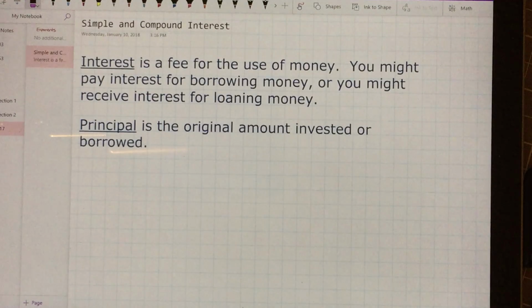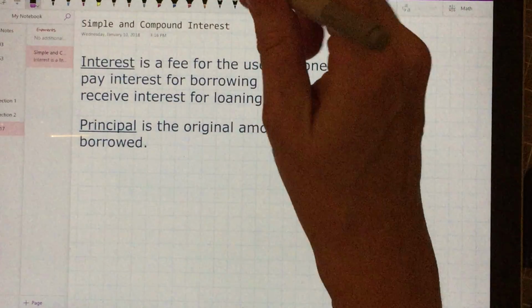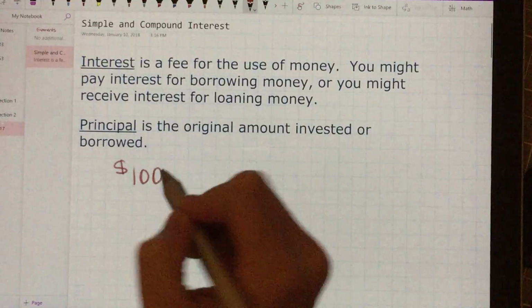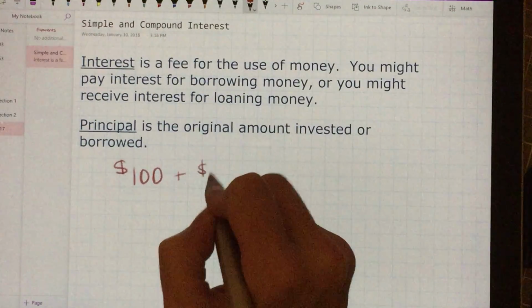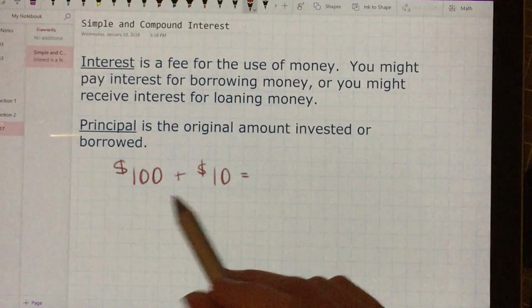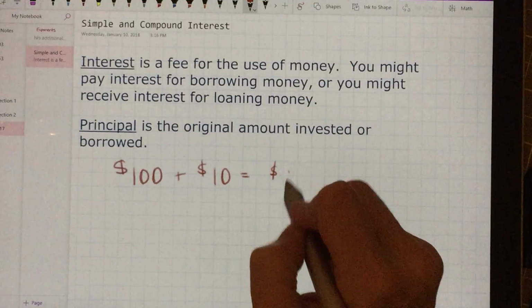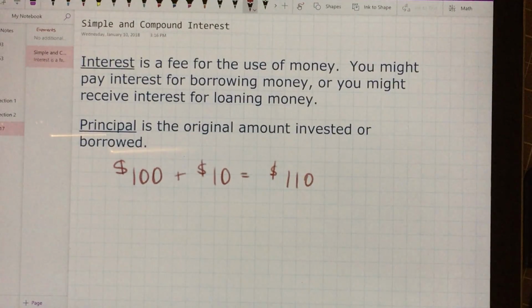Interest is a fee for the use of money. And you can think about this a couple of different ways. You might pay interest if you borrow money, or you might receive interest for loaning money. So if you loan a friend money, say you loaned them $100 and you told them you wanted $10 in interest, then when they paid you back, they would pay you back the amount loaned plus the interest and give you $110.